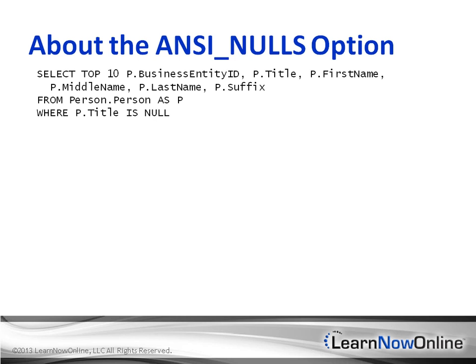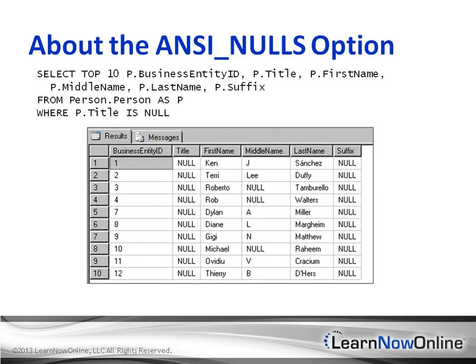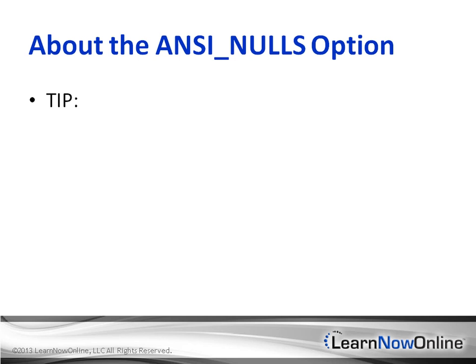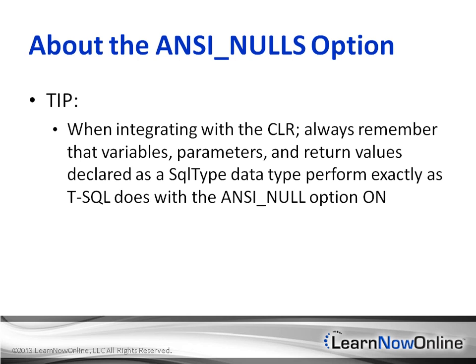So if we just rewrite that last example, and instead of saying equal to null, say is null, you can see that we get results. And it's a very different result at that. Here's a tip. When you're integrating with the CLR, always remember that variables, parameters, and return values declared as a SQL type data type perform exactly as T-SQL does when the ANSI null option is on.